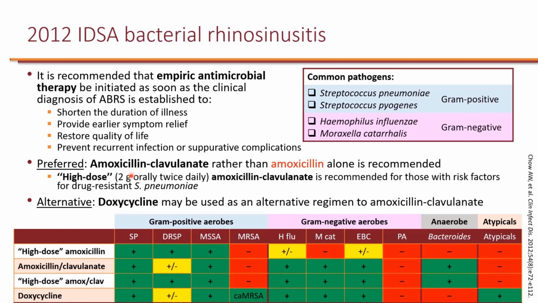Now, alternatively, if for some reason someone could not tolerate amoxicillin-clavulanate, we can consider doxycycline. The reason this is an alternative is because doxycycline does not have the best activity against drug-resistant strep pneumo. However, it is considered an alternative because it does have good activity against H. flu and Moraxella catarrhalis. But if someone can tolerate amoxicillin-clavulanic acid, they should receive that first.